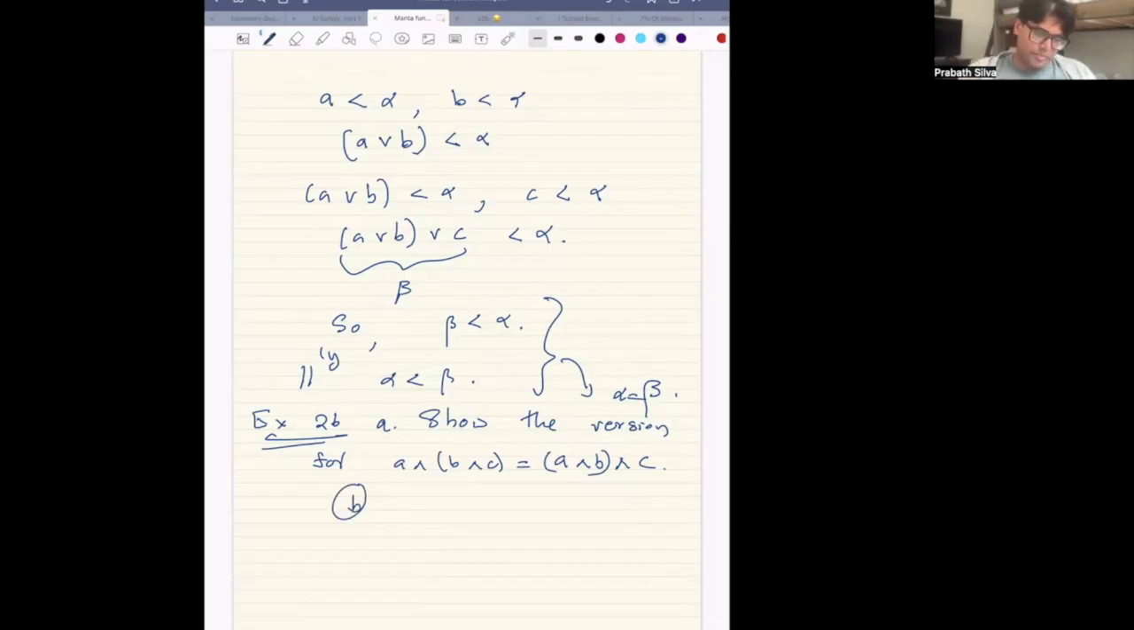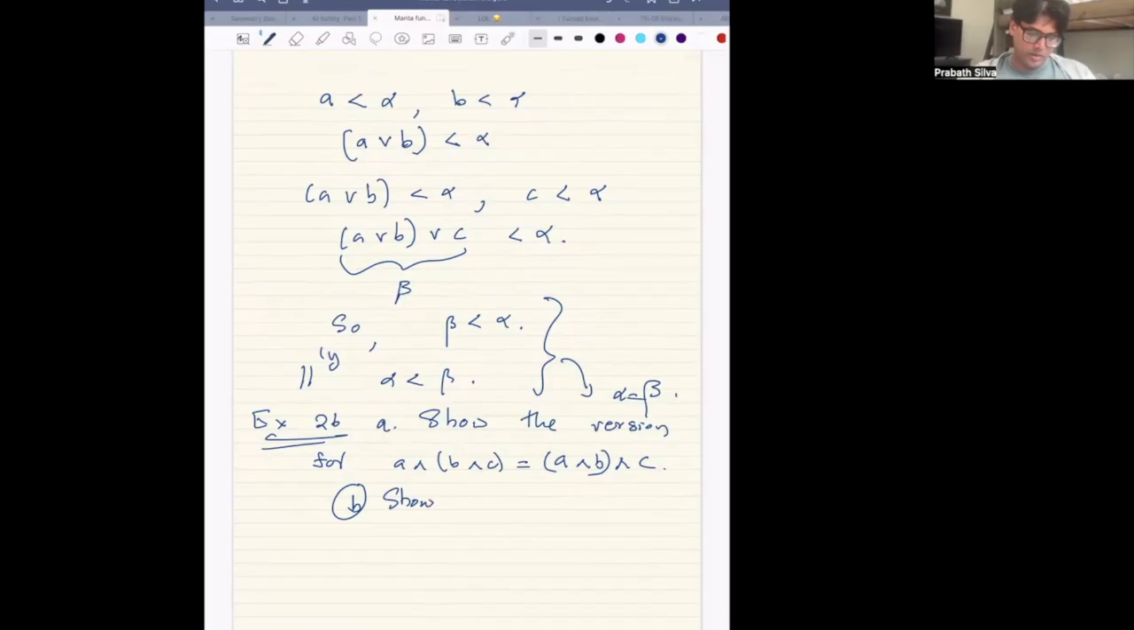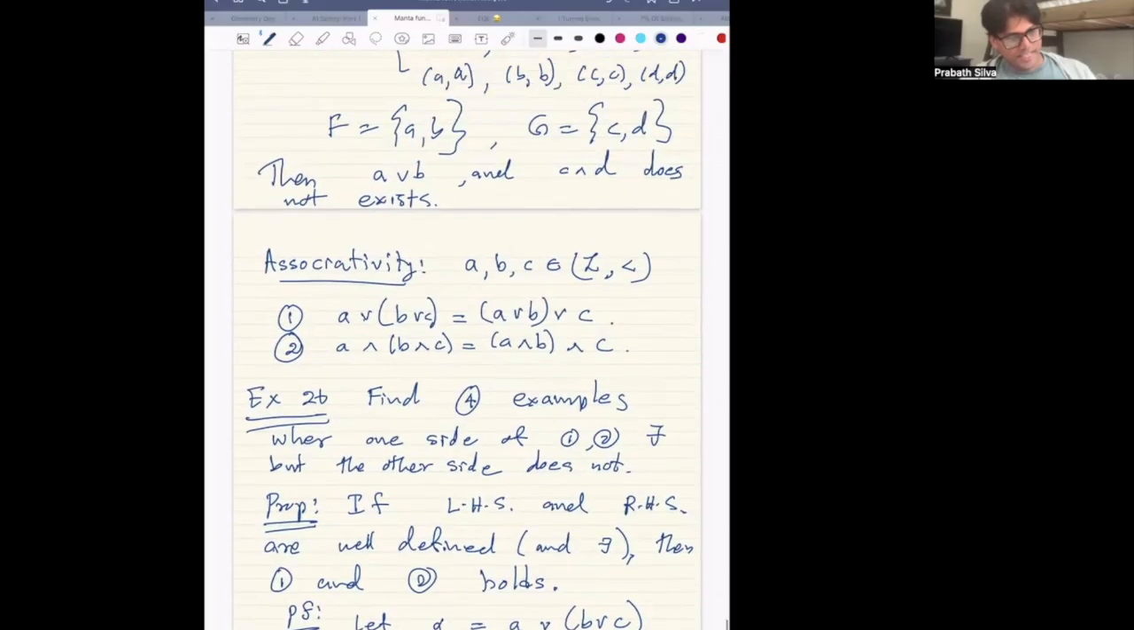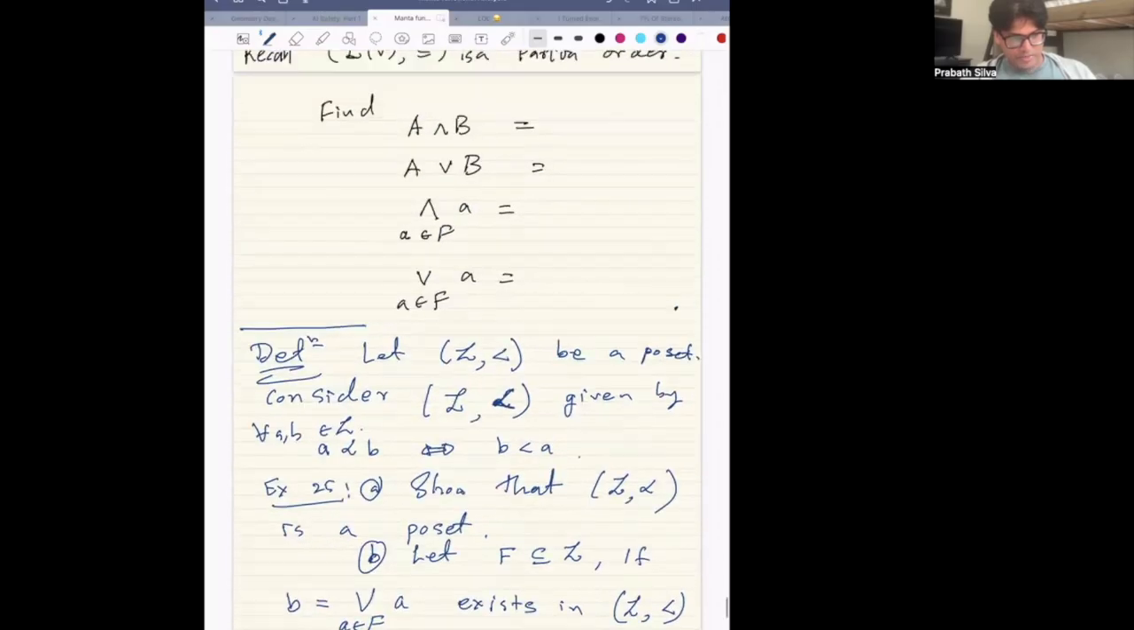And then, okay, so here is something else. We didn't prove the commutativity. So show that A ∨ B is the same as B ∨ A. And you don't have to prove it because it's actually built into here. It's built into here, okay?